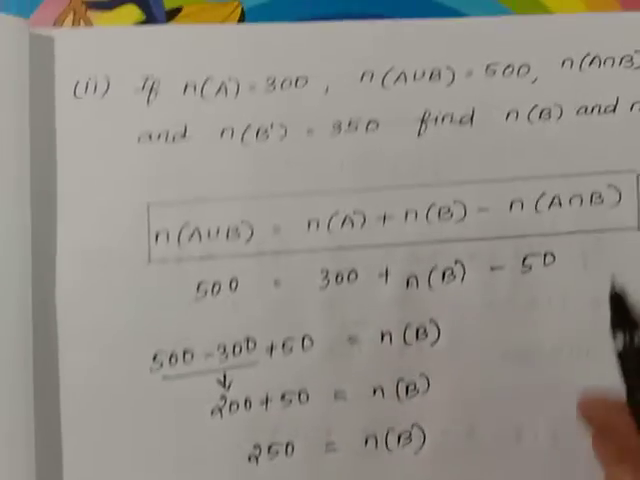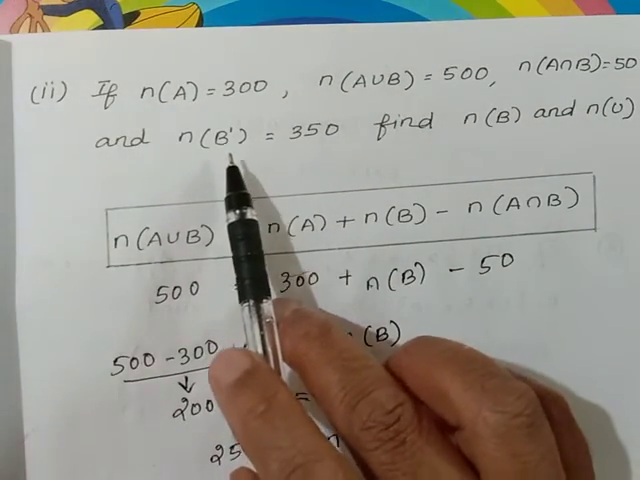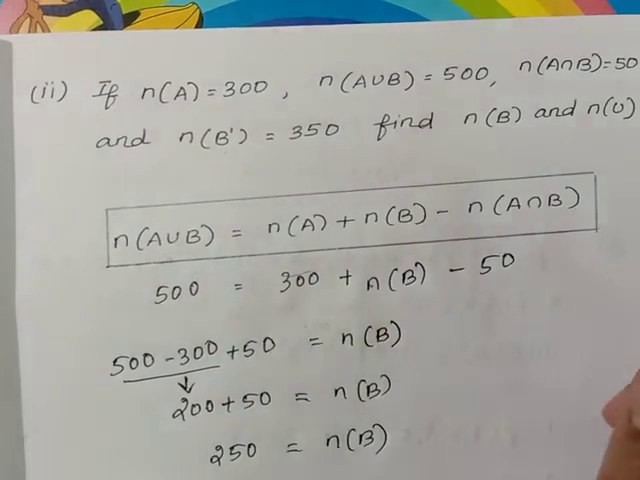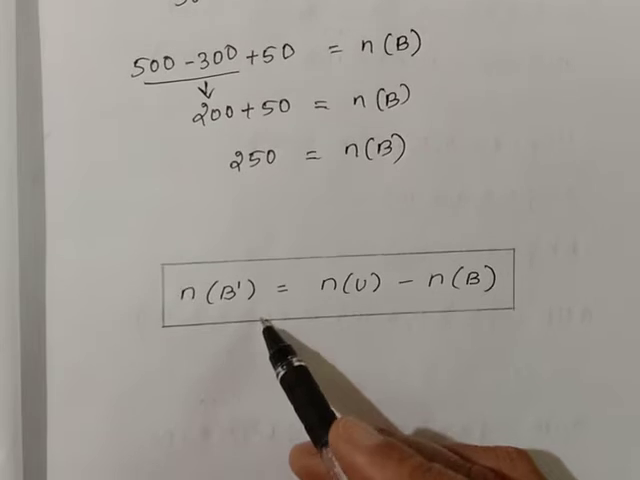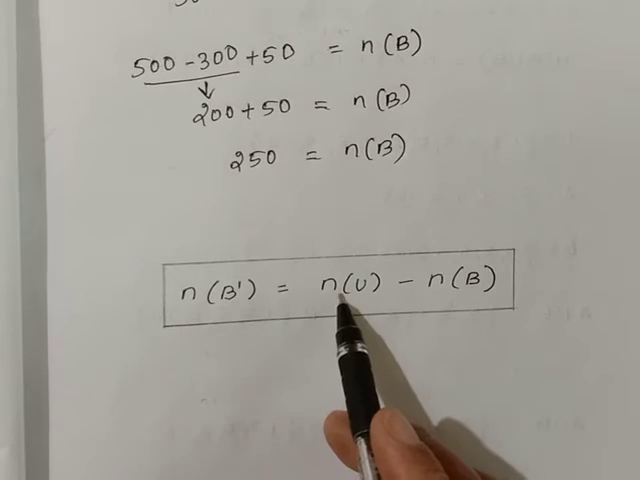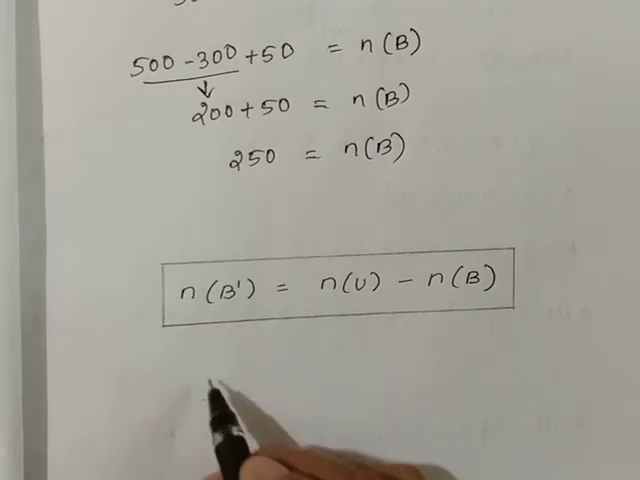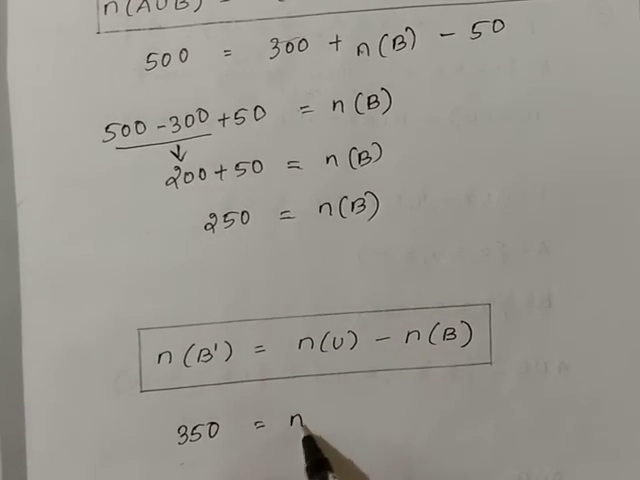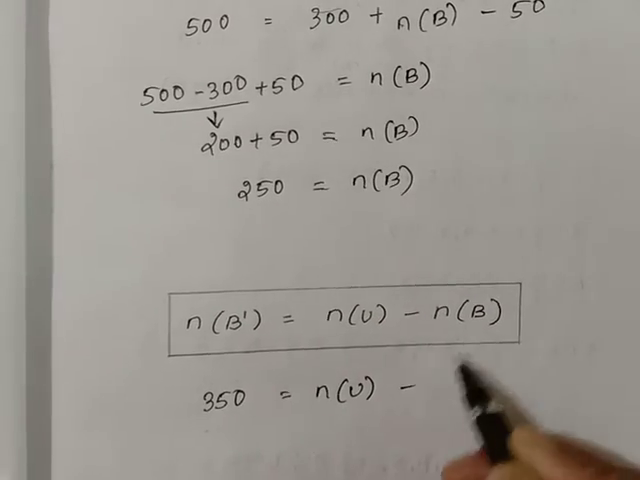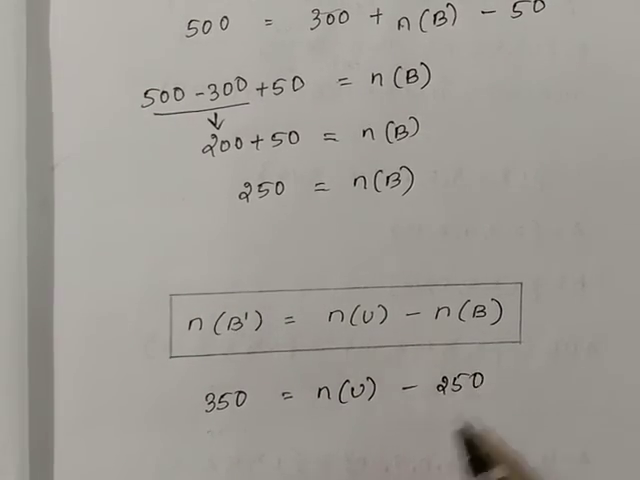Now let us find the next value, that is n of U. We have to find the value of n of U. Since we know the value of n of B dash and just now we got the value of n of B, we can write the formula n of B dash equals n of U minus n of B. N of B dash value is given, 350. 350 equals n of universal, we don't know the value, minus n of B. Just now we got the answer, 250.